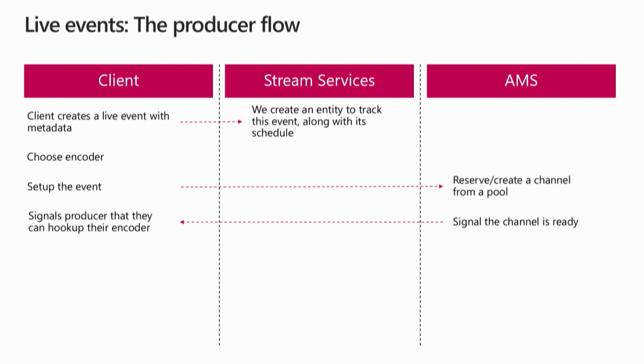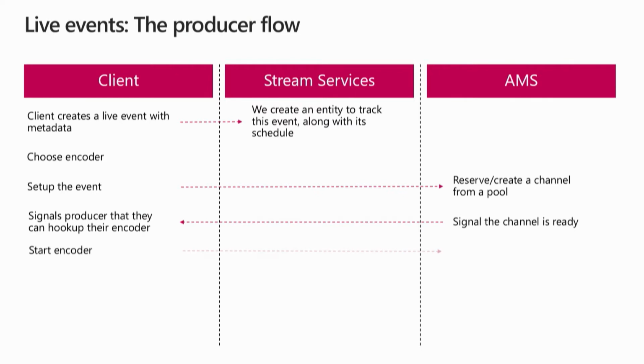At this point, the producer flow says, hey, you have a channel ready to go. Go ahead and start your encoder. Depending on which encoder you choose, some of them are as simple as click a button. Some of them you take our ingest URL and copy paste it into your encoder and do some settings. But that says, hey, your encoder is ready to go. Go ahead and start pushing data to stream.